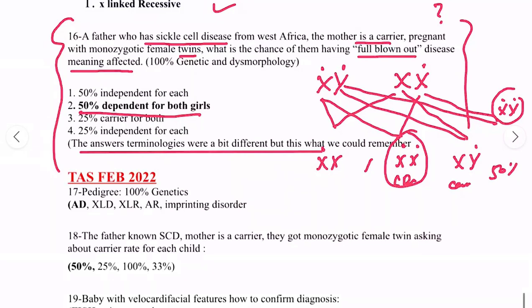Right? This is the same question. The father has known sickle cell disease, the mother is a carrier. They got monozygotic female twins, asking about the carrier rate for each child. That is 50%. Right?